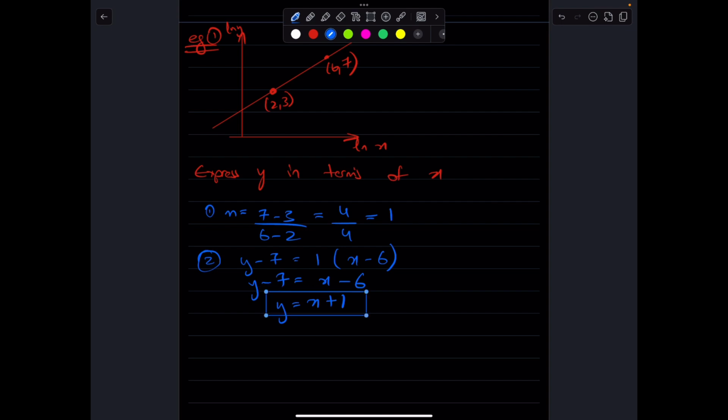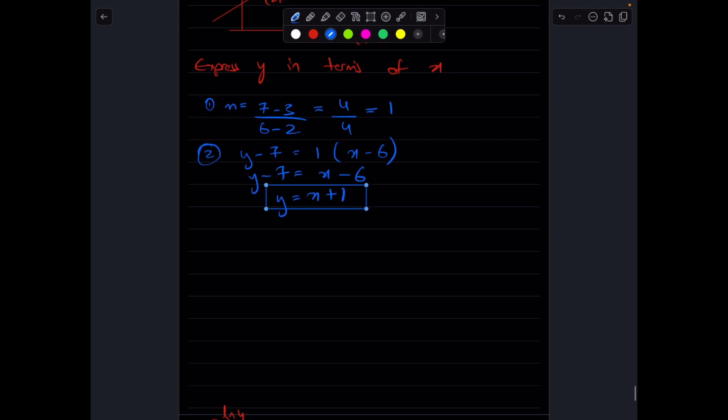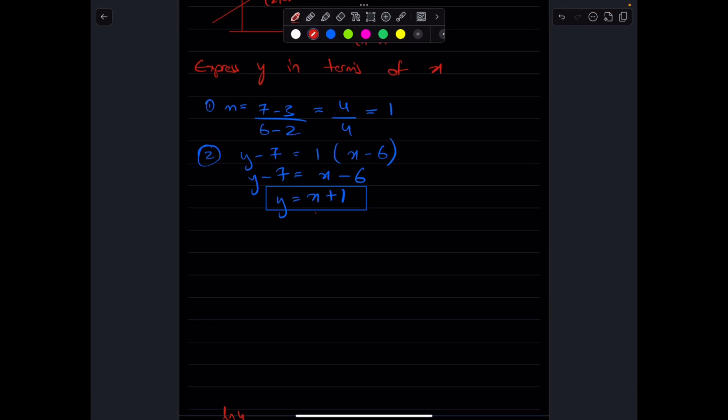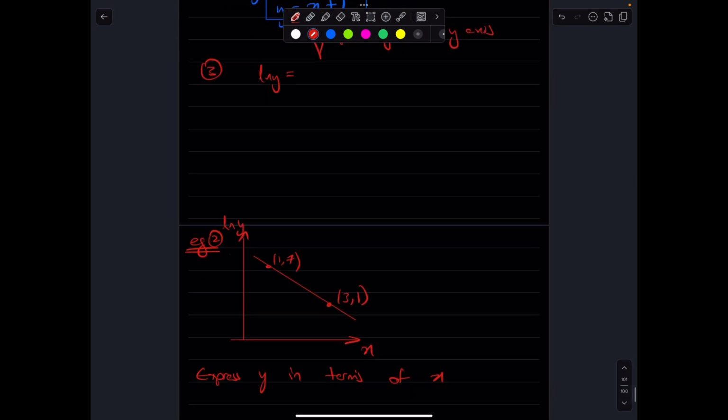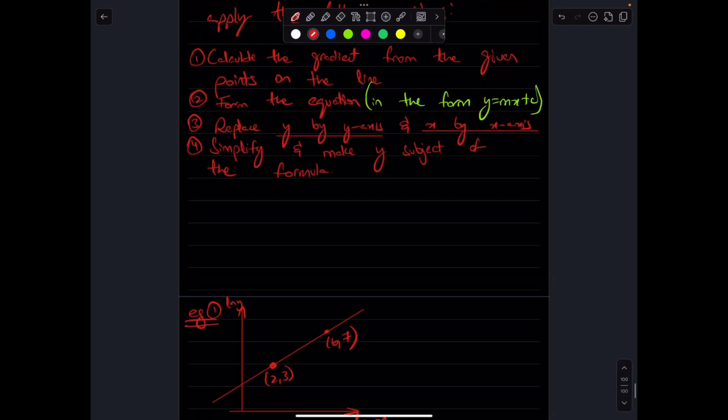Then the most important step is replacing the x and y axis by what they are. We replace them. This is again a very important step. After replacing the x and y axis, our equation turns out to be ln y is equal to, replace x with ln x, and plus 1 as it is. So this is our non-linear equation which can be simplified to make y the subject of the formula, and we'll do that.